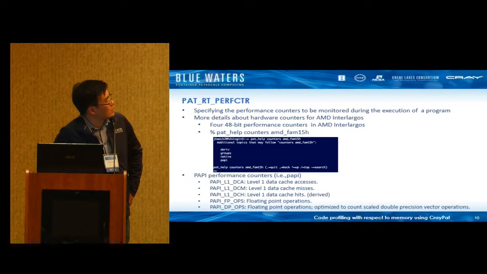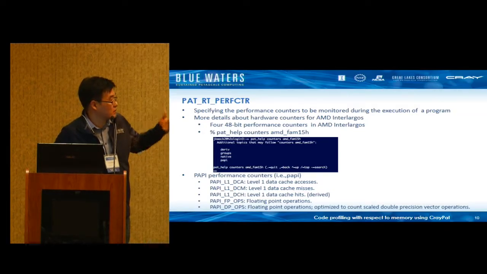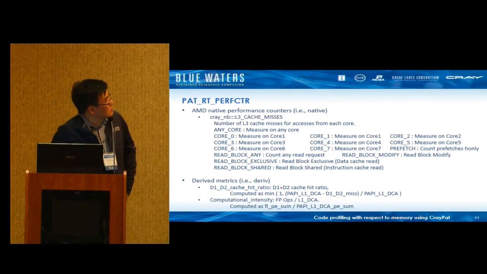So PAPI_L1_DCA is for the data cache access, and PAPI_FP_OPS is floating point operations. If you want to know the number of floating point operations, you can include this one in PAT_RT_PERFCTR. Okay, another group is native. Native is the AMD native performance counter. So this is one of the examples.